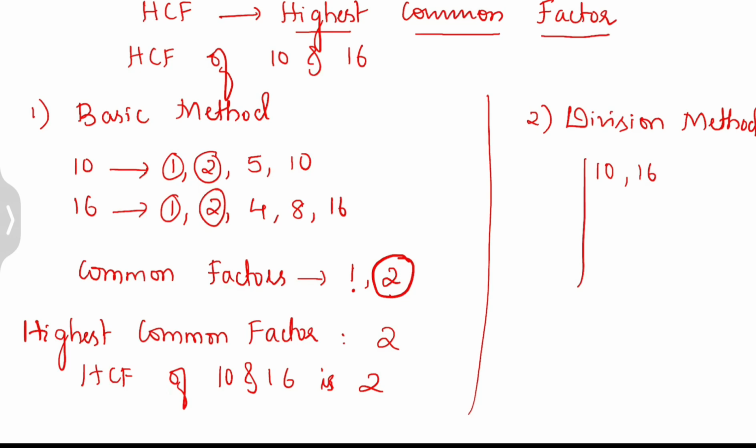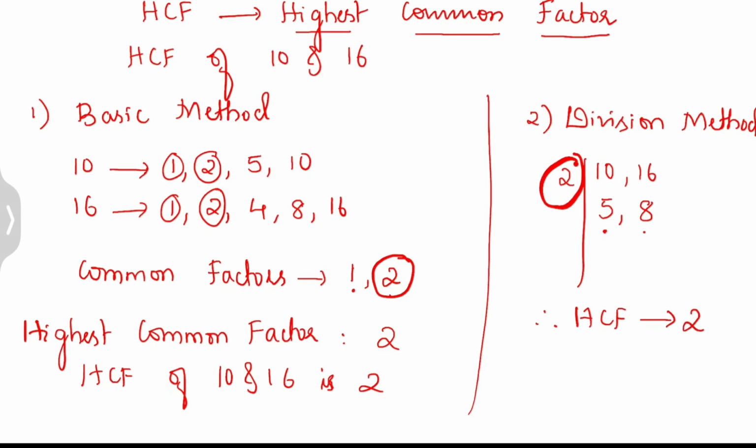So 10 and 16 are divisible by which number other than 1? They are divisible by 2. So 2 5s are 10, 2 8s are 16. Now there is no other number other than 1 which will divide 5 and 8 both, isn't it? So we will stop here only. Whatever number is on the LHS side, that itself is our HCF. Therefore HCF is 2. So this was the division method.